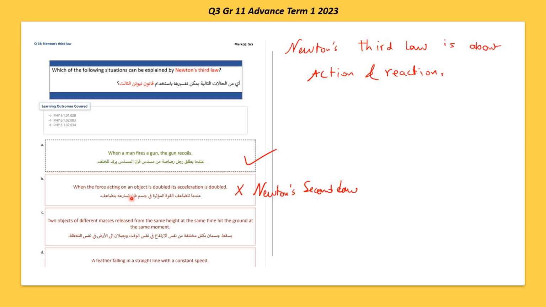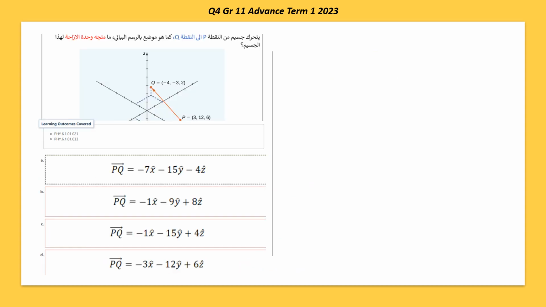and that's what we mean by Newton's third law. The second statement is about Newton's second law, which is not the case here. It's talking about the force and acceleration. So it's Newton's second law. The other two options: the third is about free fall, and the last one is about Newton's first law, because the speed is constant.